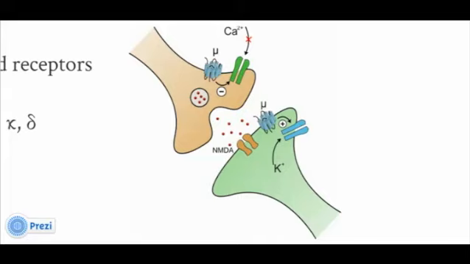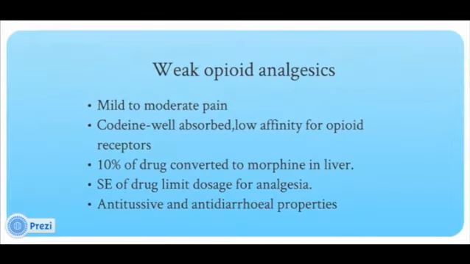Going on to opioids themselves, starting off with weak opioids, which are used in mild to moderate pain. They may cause dependence and have been subject to abuse, but are less attractive to addicts due to the lesser buzz effect given by the stronger opioids. They are well absorbed orally, and 10% of the drug tends to be converted to morphine in the liver, which brings about the analgesic effect.